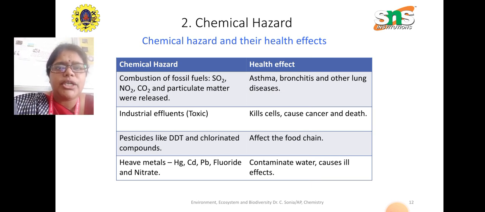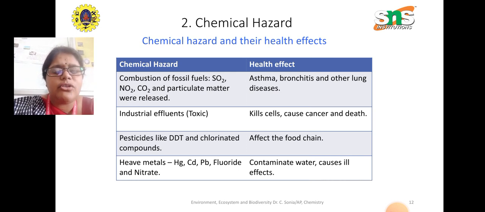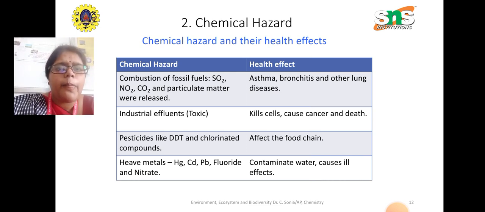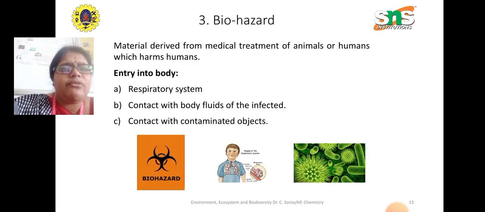See, when the plants absorb these pesticides, they get into the animals through the plants and then the humans, and thus they cause the damage. Heavy metals like silver, cadmium, etc. contaminate water and cause ill health effects.